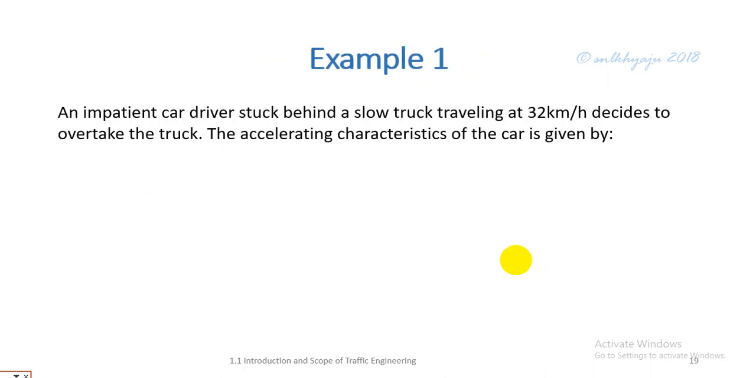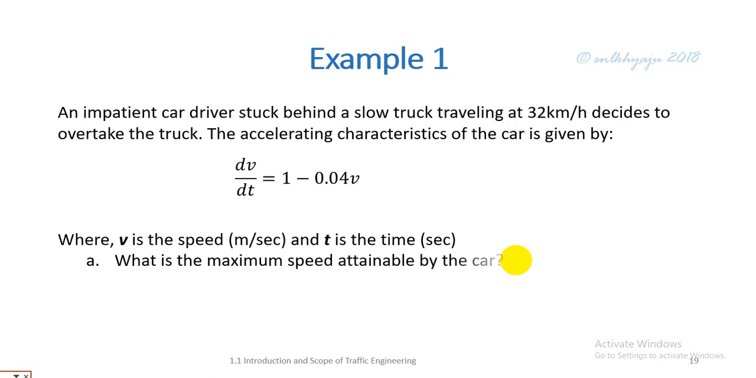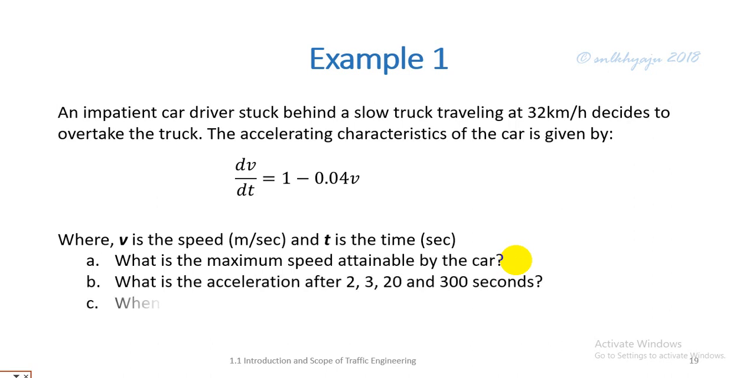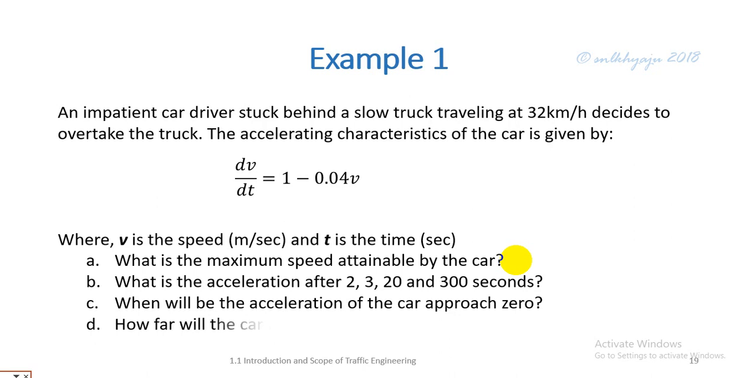Example 1. An impatient car driver stuck behind a slow-moving truck traveling at 32 kilometers per hour decided to overtake the truck. The accelerating characteristics of the car is given by dv/dt = 1 - 0.04v, where v is the speed in meters per second and t is the time in seconds. Now calculate: what is the maximum speed attainable by the car, what is the acceleration after 2, 10, 20 and 200 seconds, when will the acceleration of the car approach zero, and how far will the car travel in 200 seconds.